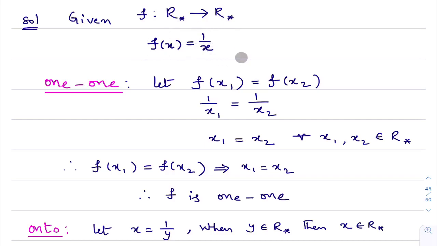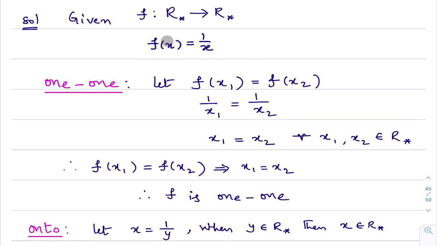Now we need to check whether the function is a 1-1 function or not. What is the definition of a 1-1 function? Different elements in the domain set must have different images in the codomain set. Here you take two non-zero real numbers, your choice. For example, f of 1 is 1 by 1, that is 1. F of 3 is 1 by 3. Different elements.